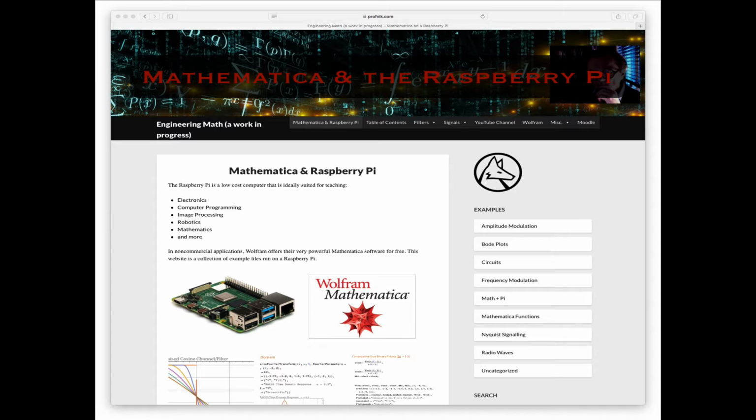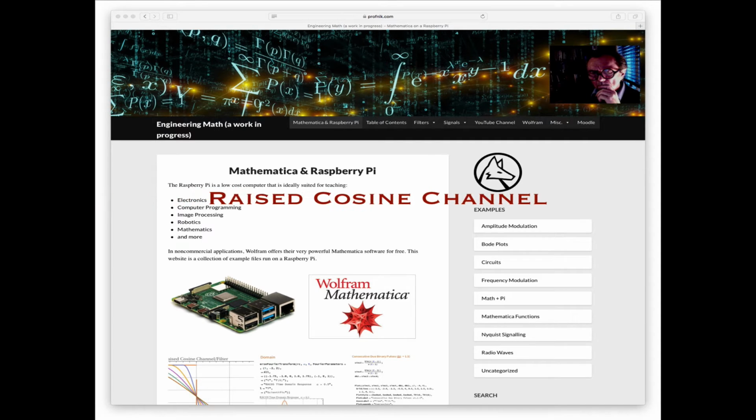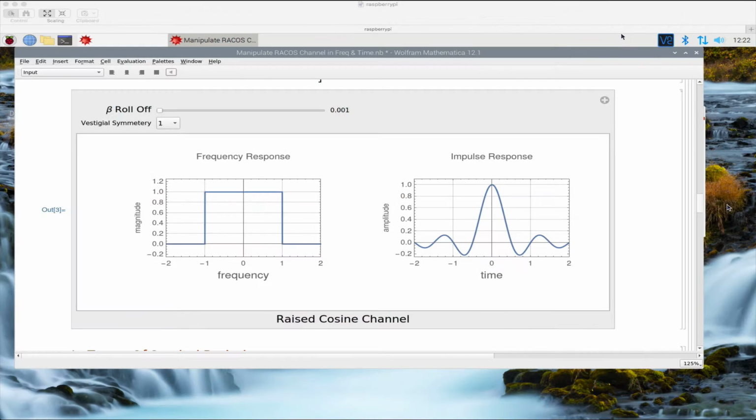Mathematica and the Raspberry Pi. The raised cosine channel. There are many variations of the raised cosine channel.